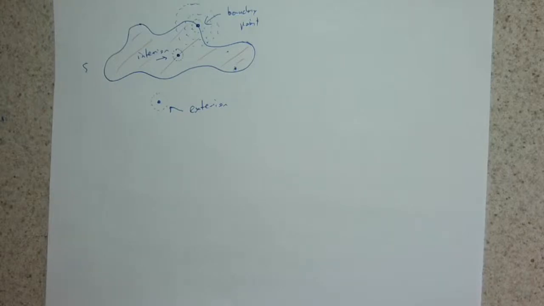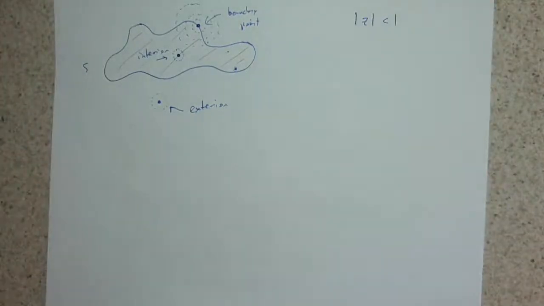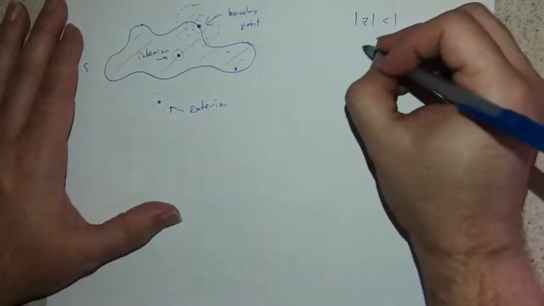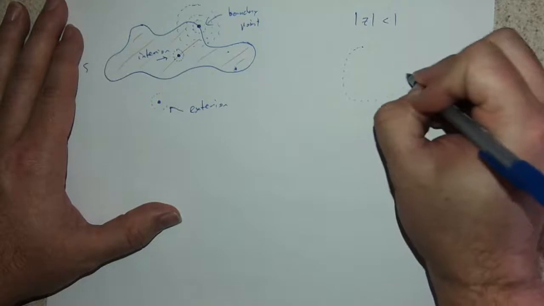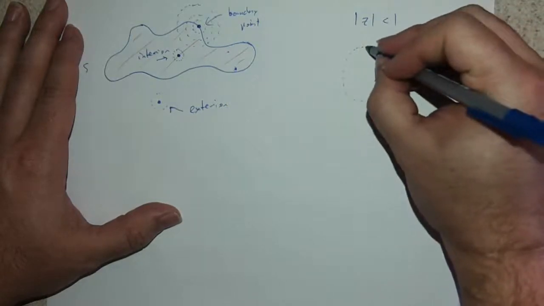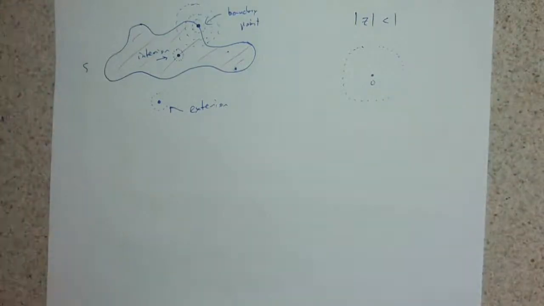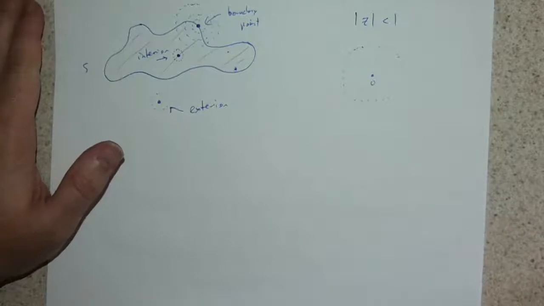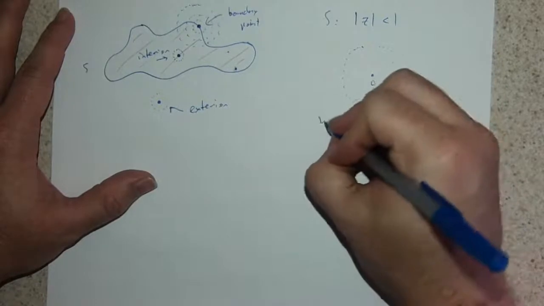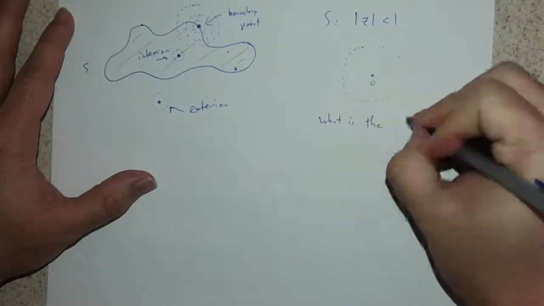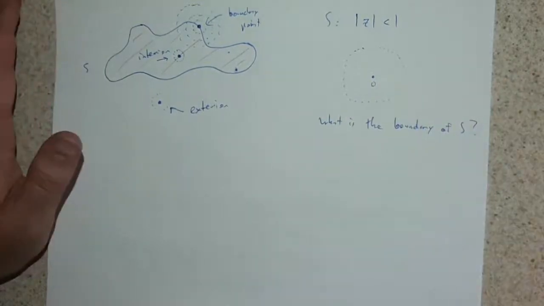All right. Let us consider the open disk of radius 1. So here is the open unit disk of radius 1, centered at the origin. Here's the origin, 0. Here's distance 1 here. And it's an open disk. So what is the boundary of this set? If this is my set S, what is the boundary of S?